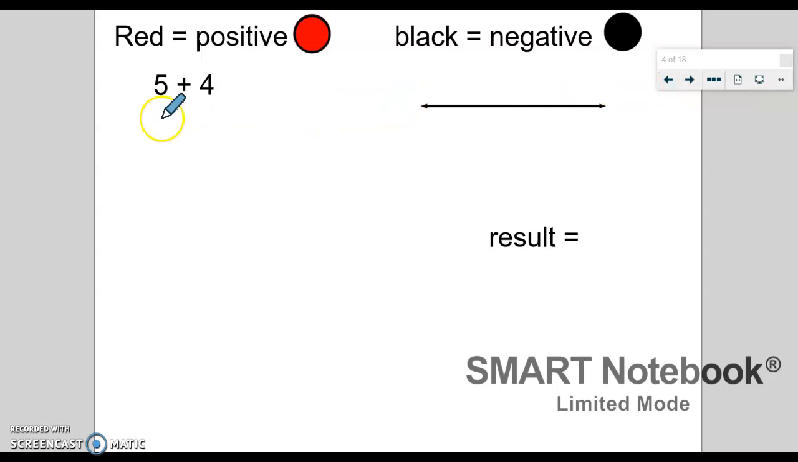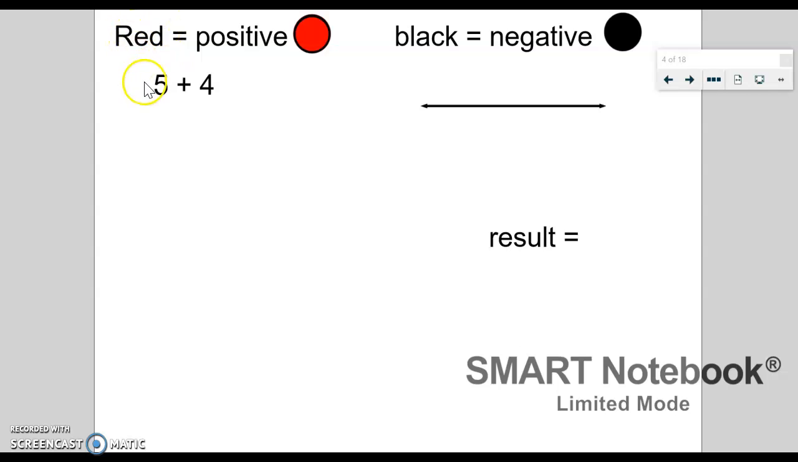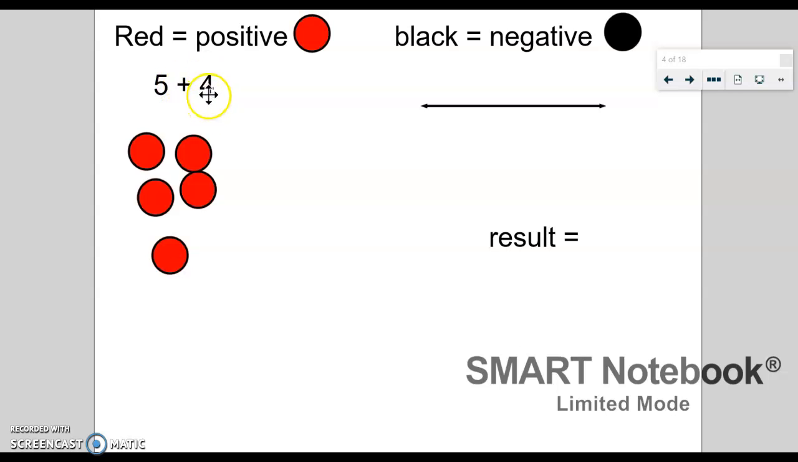So we're just going to get right down to examples. I'm going to do it a couple different ways, with the chips first. So I have 5 plus 4. For 5, there's no negative sign out in front, so it's a positive. So I'm going to have positive 5: 1, 2, 3, 4, 5 chips. And then I'm going to add 4. I know 4 is positive too because there's no negative sign out in front. So 1, 2, 3, 4.